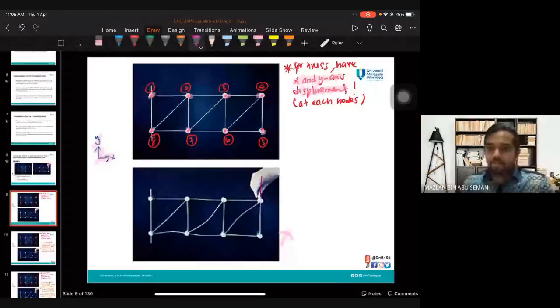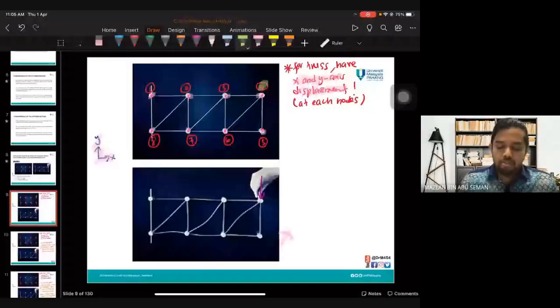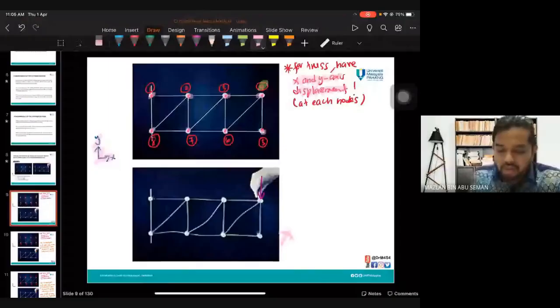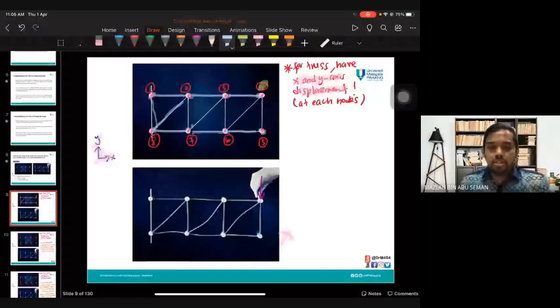All right, clear for that? So you have 8 nodes, and how many members do you have? You have 1, 2, 3, 4, 5, 6, 7, 8, 9, 10, 11, 12, 13. So you have 13 members for this truss. Okay, next.